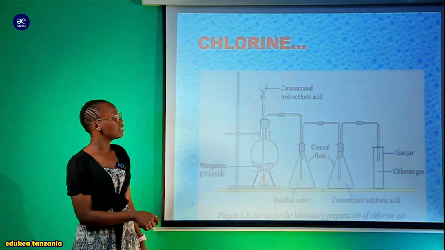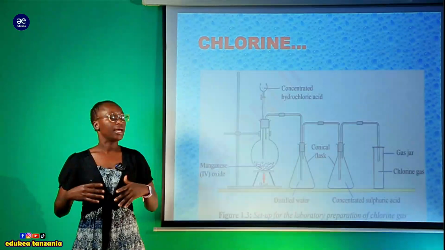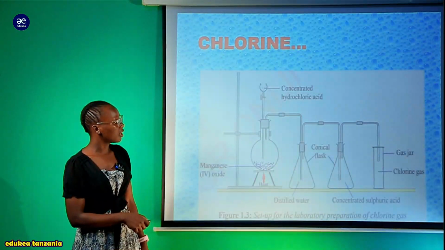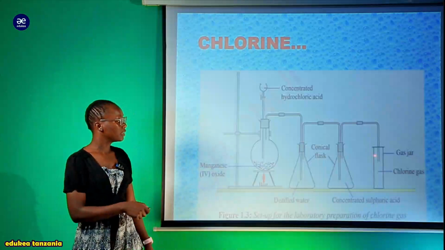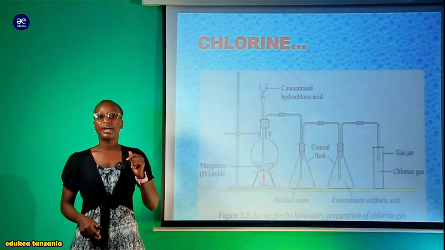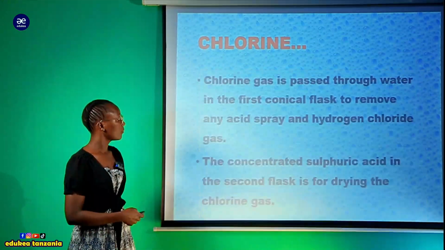Here it is closed at the top, so no gas is escaping, hamna gas ambayo inatoka nje, and here is where the chlorine gas is obtained or collected. Now this is just a simple setup of how the chlorine gas is prepared in the laboratory.